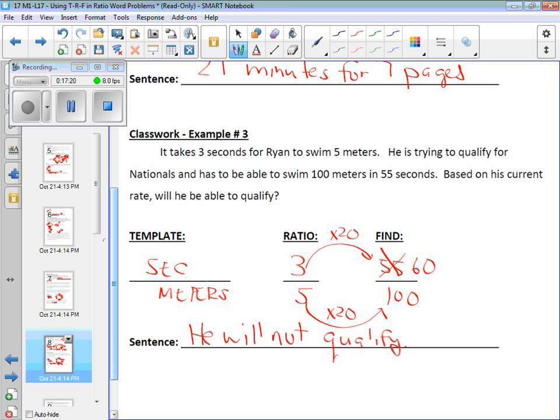Oh, what do you mean he won't be able to qualify? He's swimming faster, at 60. No, it's 60 seconds for 100 meters. It's taking him longer. It's taking him longer. That's the part where you have to kind of think through it. Okay?